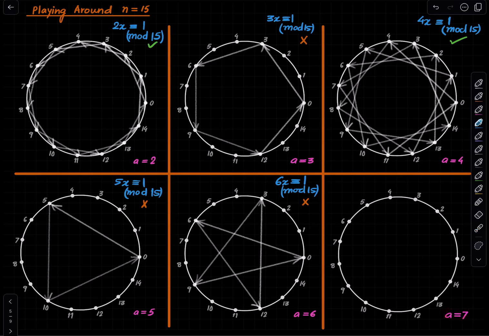So the congruence is 7x congruent to 1 mod 15. Start at 7, keep adding 7. 14 plus 7 is 21, which is same as 6 modulo 15. 13 plus 7 is 20, which is same as 5.